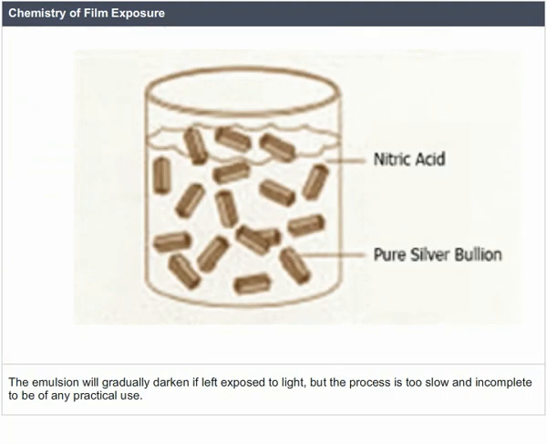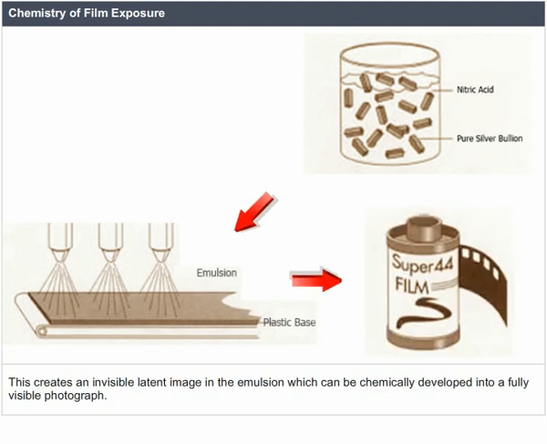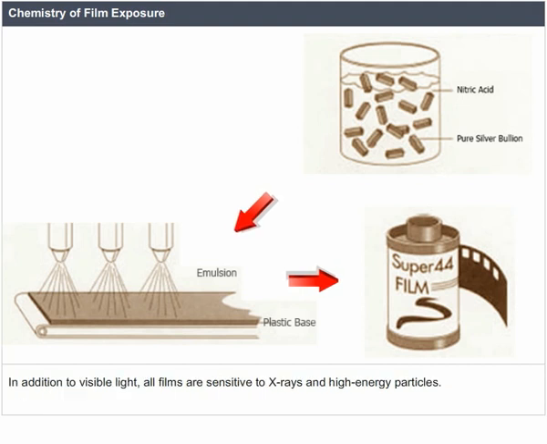The emulsion will gradually darken if left exposed to light, but the process is too slow and incomplete to be of any practical use. Instead, a very short exposure to the image formed by a camera lens is used to produce only a very slight chemical change proportional to the amount of light absorbed by each crystal. This creates an invisible latent image in the emulsion, which can be chemically developed into a fully visible photograph. In addition to visible light, all films are sensitive to X-rays and high-energy particles.